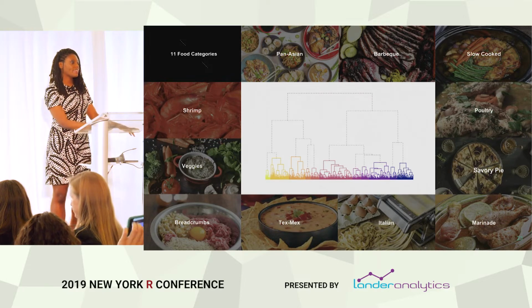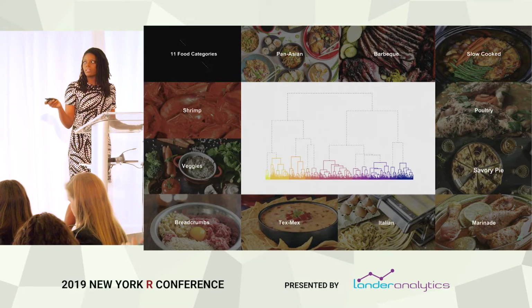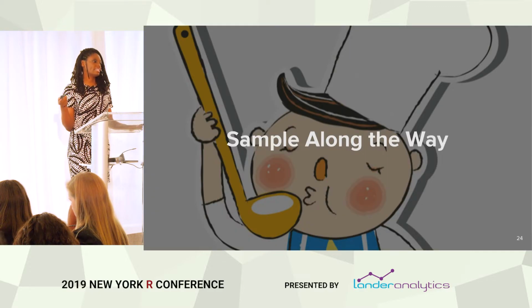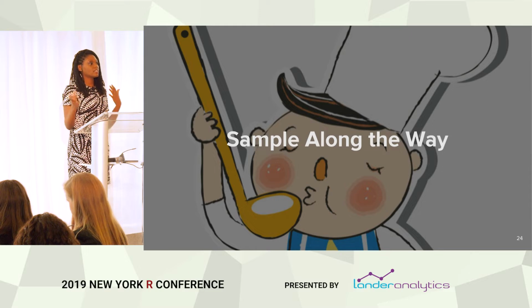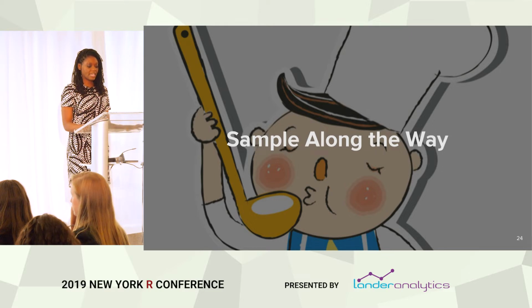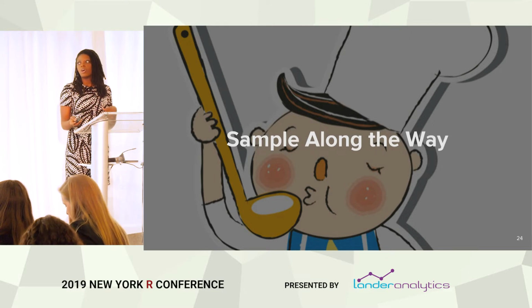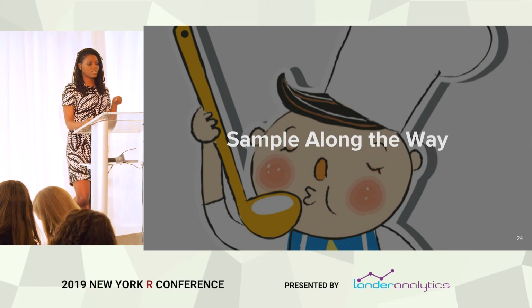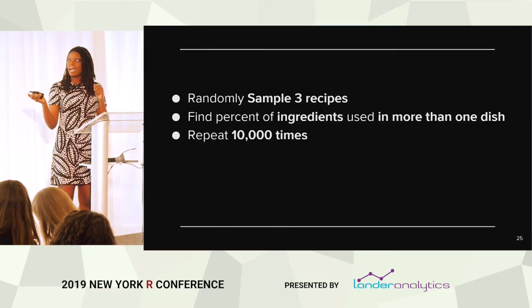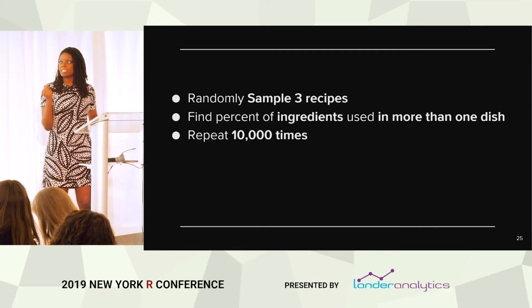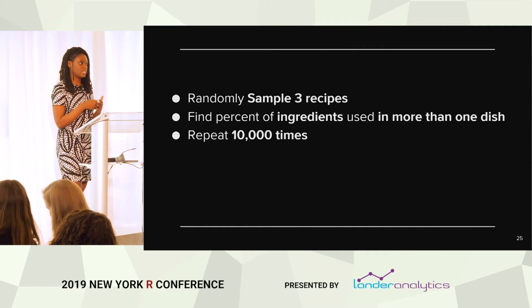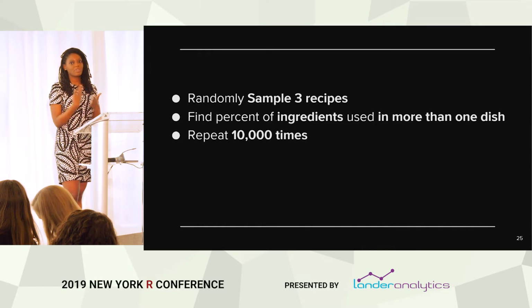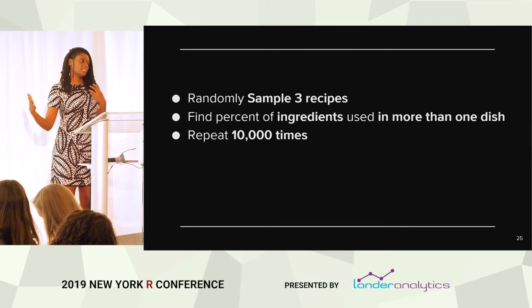So I thought of it, and I have one little bonus tip, which is don't be afraid to sample along the way. After I got these questions, I did a thought experiment in my head, and I asked myself, what would happen if I were to randomly select 3 recipes from a group? After I randomly sampled those 3 recipes, I want to find the percentage of the ingredients that are used in more than one dish. And what would happen if I repeated that process 10,000 times?